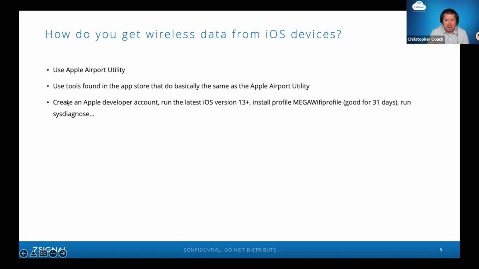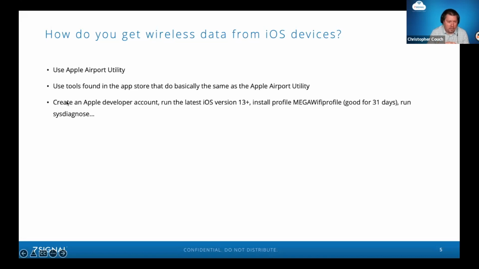Not putting my name behind any of them, but if you just search the App Store, you'll find them. And then the third way you can do it is you can actually run a sysdiagnose on your device. One of the references in doing this is a website I found. It's my80211.com, where George Stefanik has a great write-up on how to run this on your device.